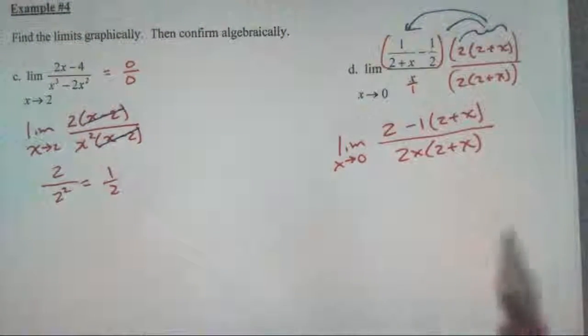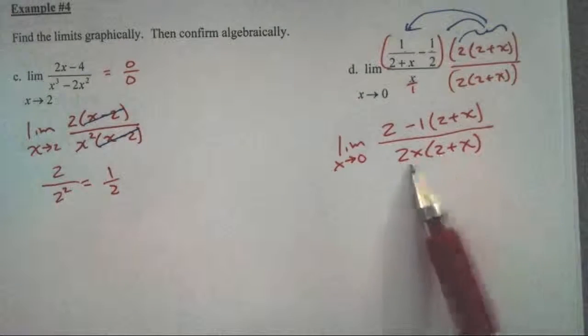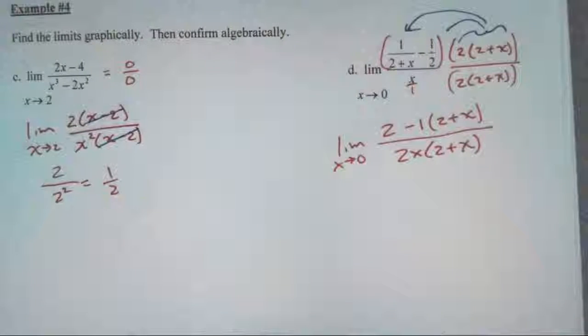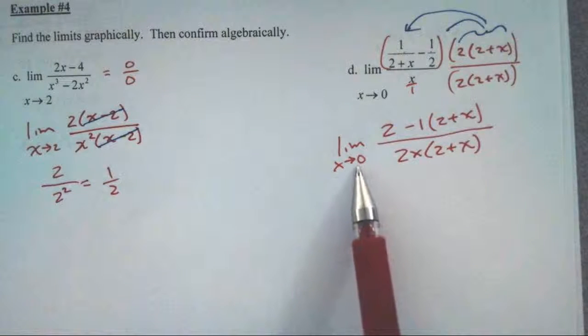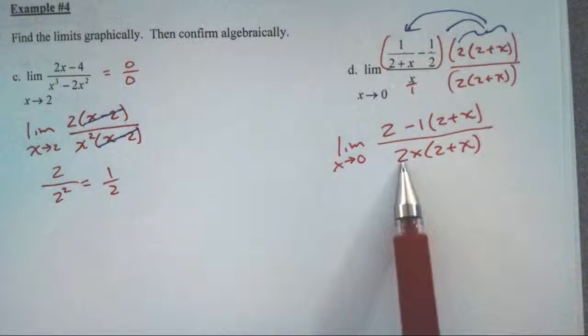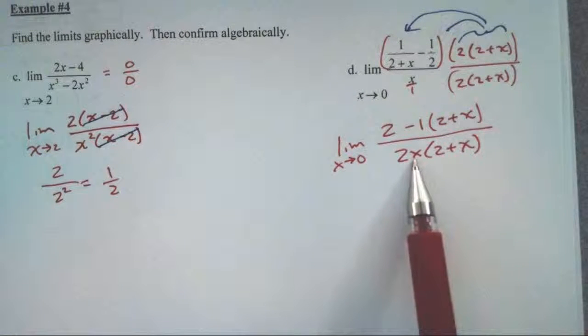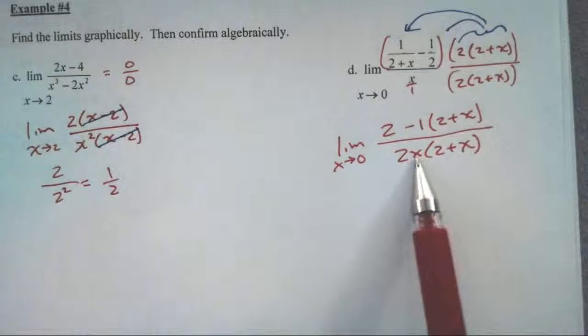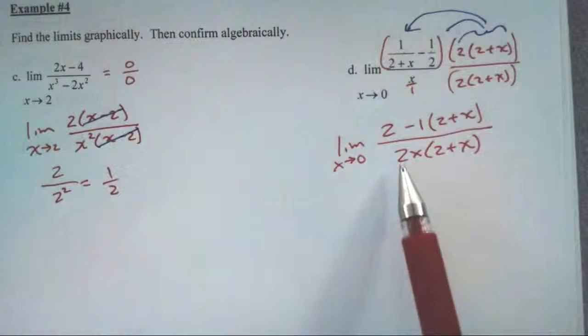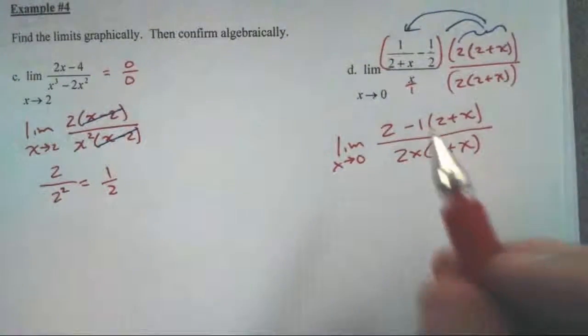So, can you tell me why I'm not tempted to distribute this 2x in and make this 4x plus 2x squared? Why wouldn't I want to do that? I want to put 0 in this, and I don't want to get 0 in the denominator. 2's not a troublemaker. 2 plus x isn't a troublemaker. X is a troublemaker. If that value becomes 0, I got problems. I want to cancel this x somewhere down the road. So if I distribute it through, I'm just going to have to factor it back out. Does that make sense? So I'm hoping the top I can get a factor of x.